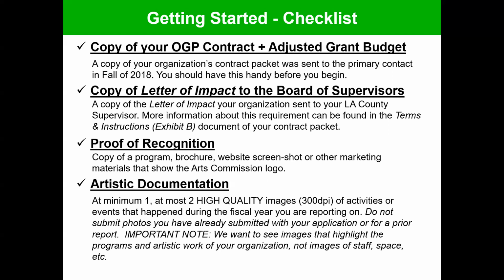Proof of recognition. So maybe for this year, you may not have proof of recognition, especially if you had canceled programming. And if that's the case, that's okay. You can submit proof of recognition from last year or any other prior year, part of the grant cycle where you did have the ability to do that. So submit proof of recognition, basically a copy of a brochure, or a screenshot from your website where you show that you are recognizing the Department of Arts and Culture as a supporter.